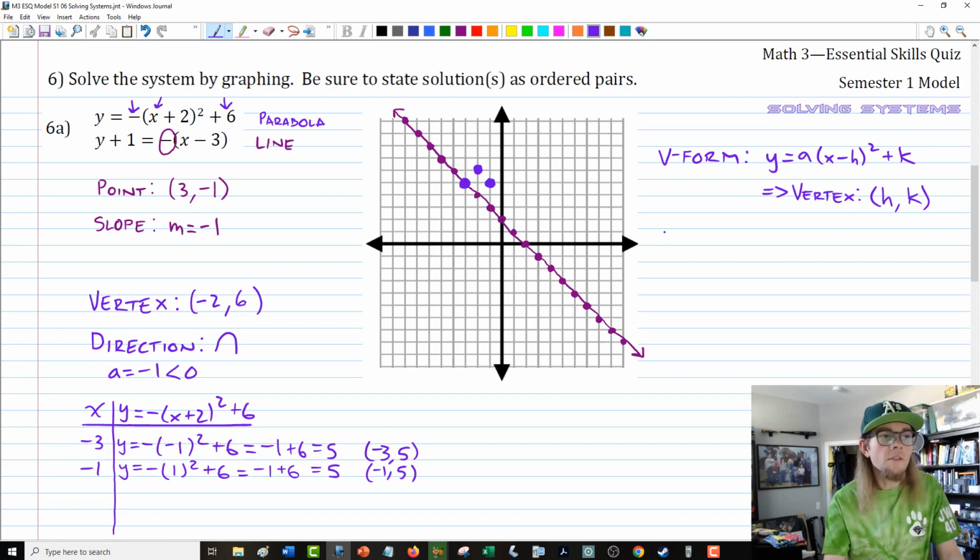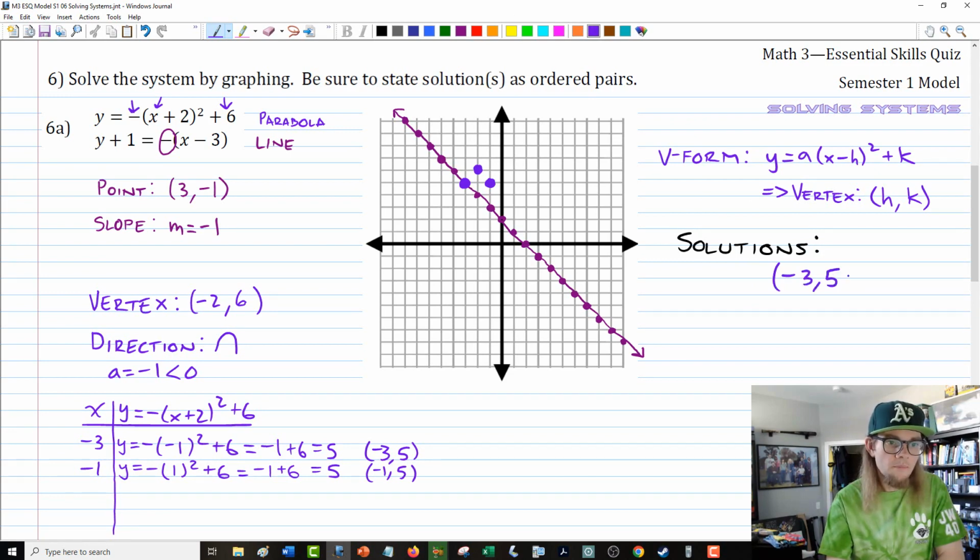So cool, we found one solution point. In fact, I'm going to write that over here. So for our solution, we were looking for ordered pairs. Our first solution we just found is going to be the point (-3, 5).